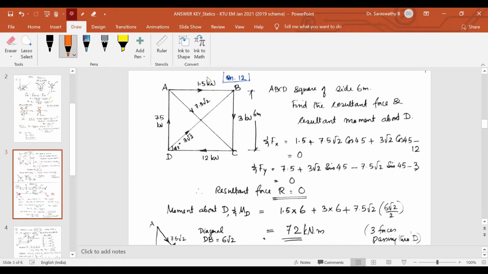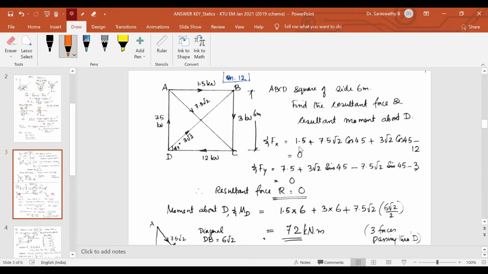Now, this is a general coplanar force system. All the forces are acting in the same plane, but they are acting at different points. So to find the resultant, it is very simple. Take sigma Fx, sigma Fy, and R is equal to root of sigma Fx square plus sigma Fy square. So let us find out the resultant.